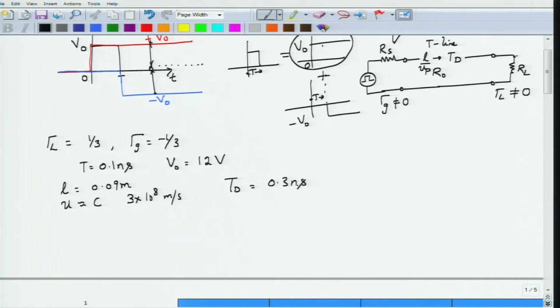Now this is interesting. The pulse itself is only 0.1 nanoseconds, and the transmission line has a delay of 0.3 nanoseconds. What would you think would happen? Spend a few minutes on this problem, thinking over what would happen.